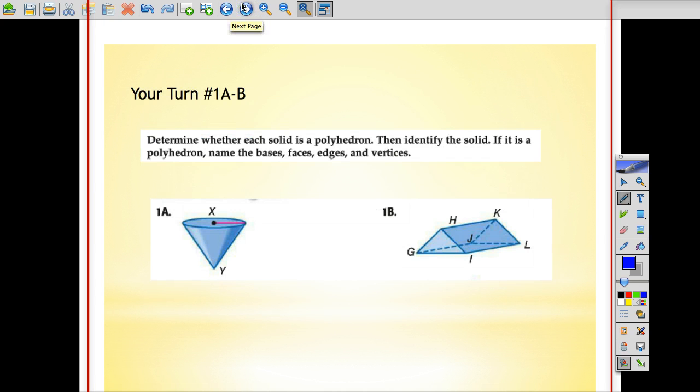Okay, so here's your turn, numbers 1A through 1B. Determine whether each solid is a polyhedron. Then identify the solid. If it is a polyhedron, name the bases, faces, edges, and vertices. Pause the video, go ahead and do 1A and 1B, and come back when you're done.